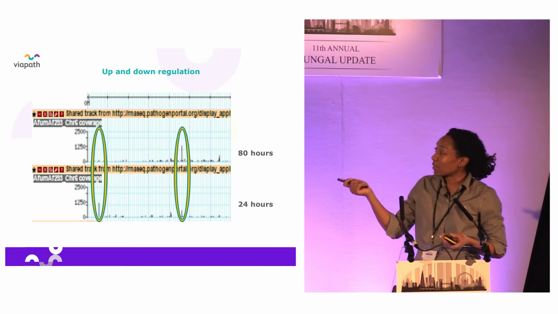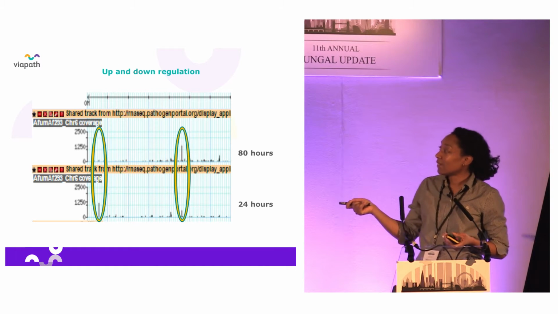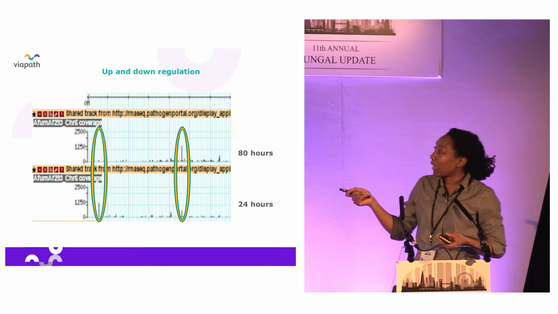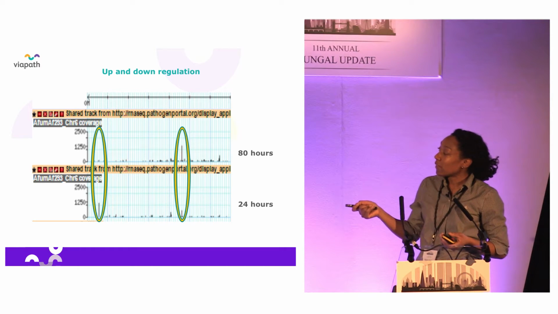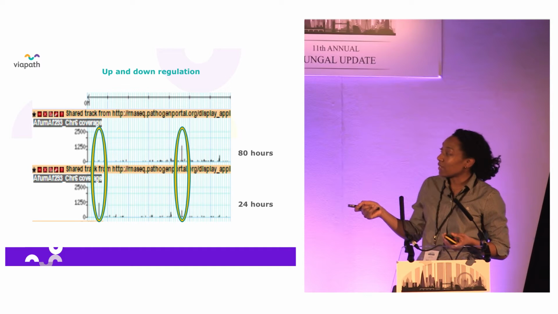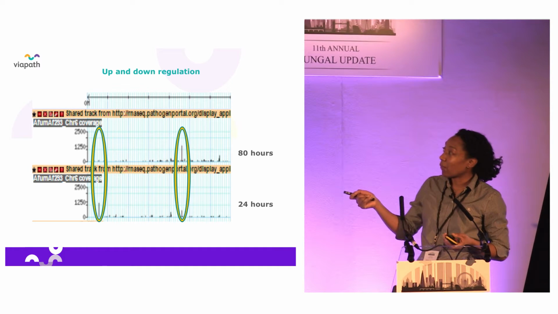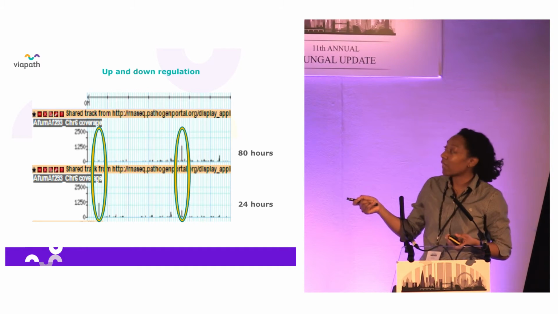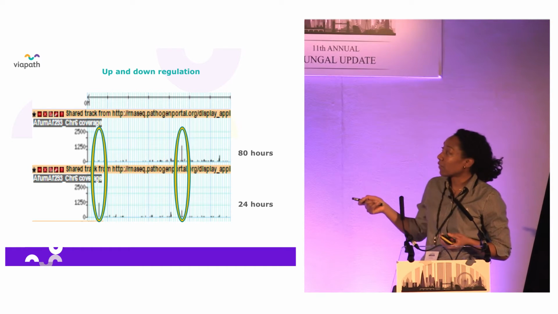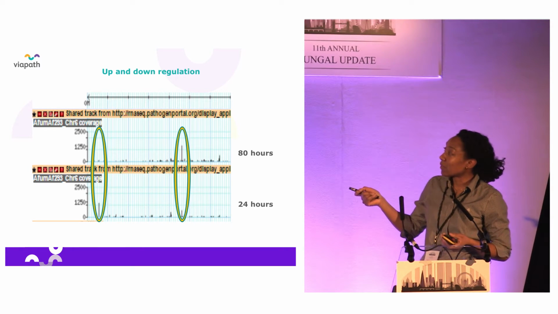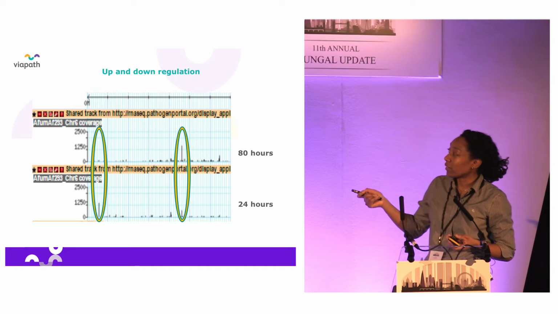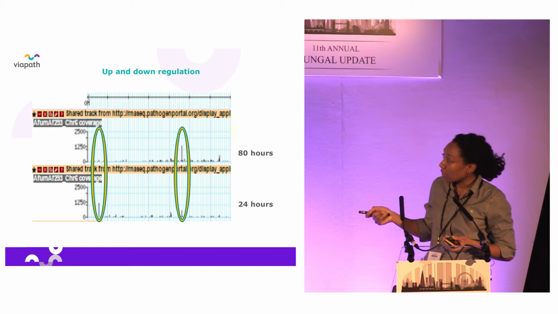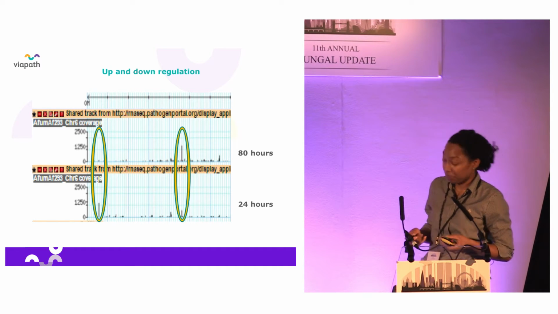In the 24-hour sample here, compared to the 80-hour sample, this gene region is highly expressed, whereas here it's not, and that's classed as downregulation, and vice versa. In the 80-hour sample, this gene region was highly represented, whereas down here it's less so.